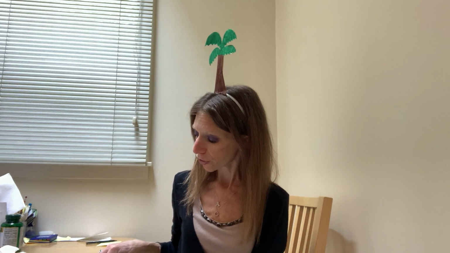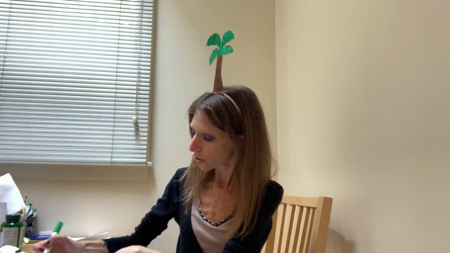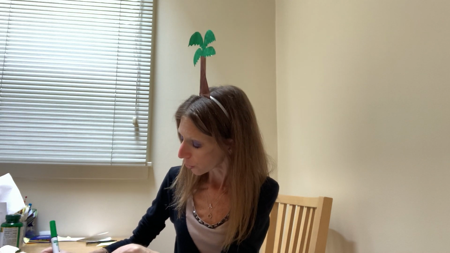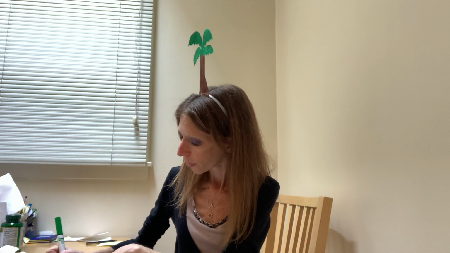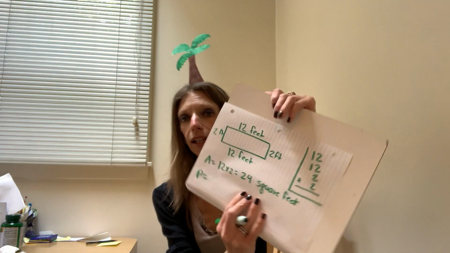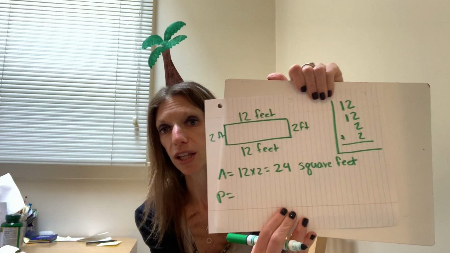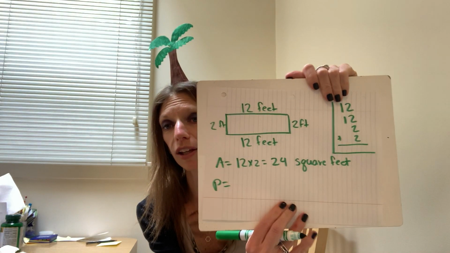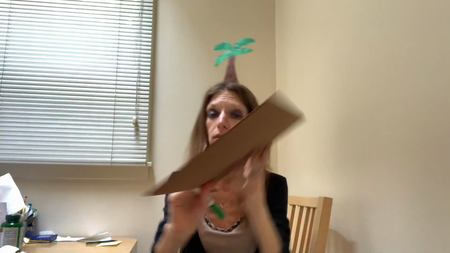All right, now to find the perimeter, we're going to add up all the sides. So I'm going to do the work. I'm going to create a little workbox for myself. I'm going to say 12 plus 12 plus 2 plus 2. Remember to line up your place values, right? The ones with the ones, the tens with the tens. It's super important that you always line up your place values.